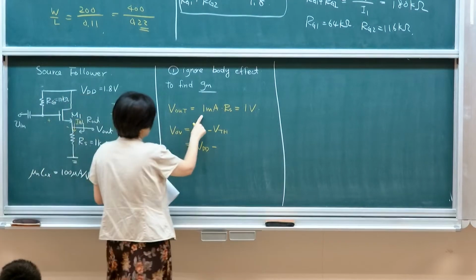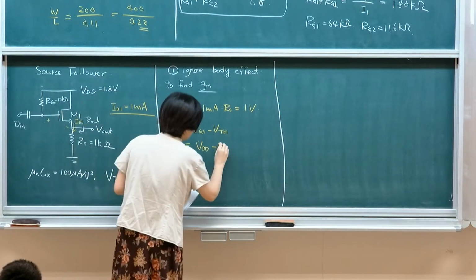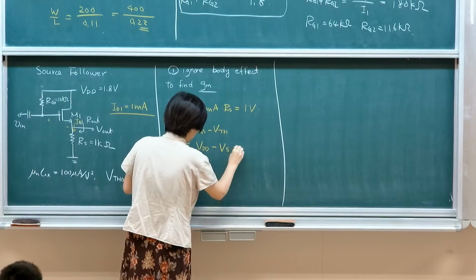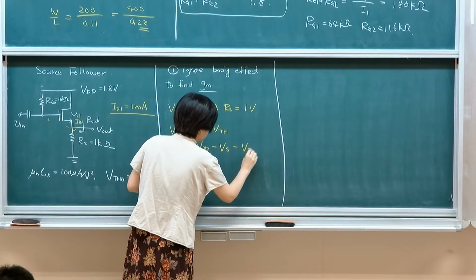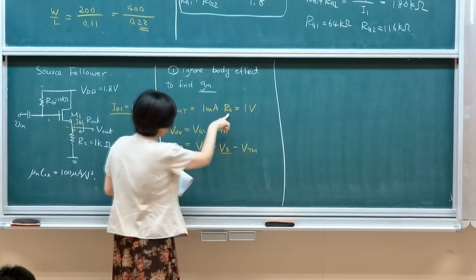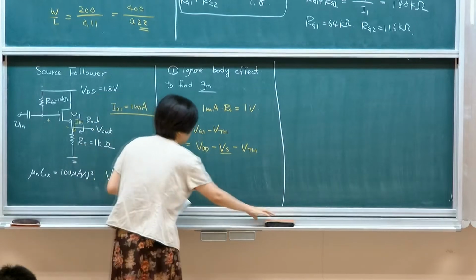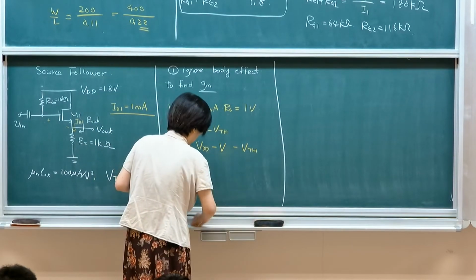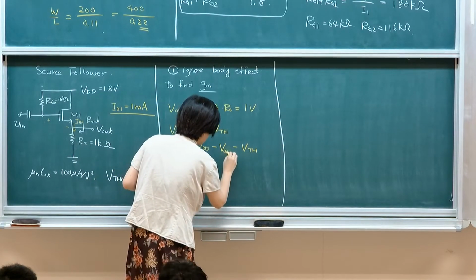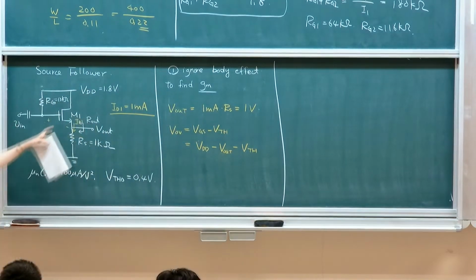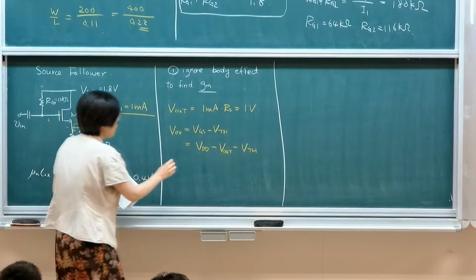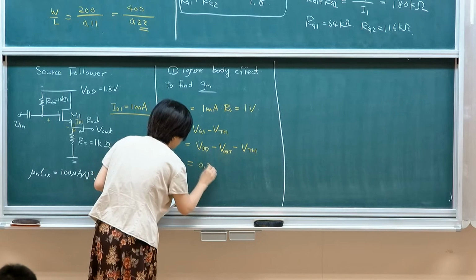Minus source voltage. I know that the output is my source voltage, so this is Vs minus threshold. This is actually VL. I should just write it down. So it's VDD minus VL minus VTH that is your overdrive. So I know my overdrive is 0.3 volt.